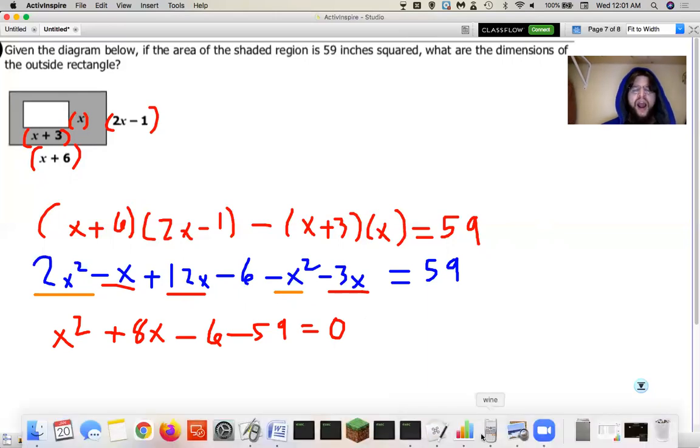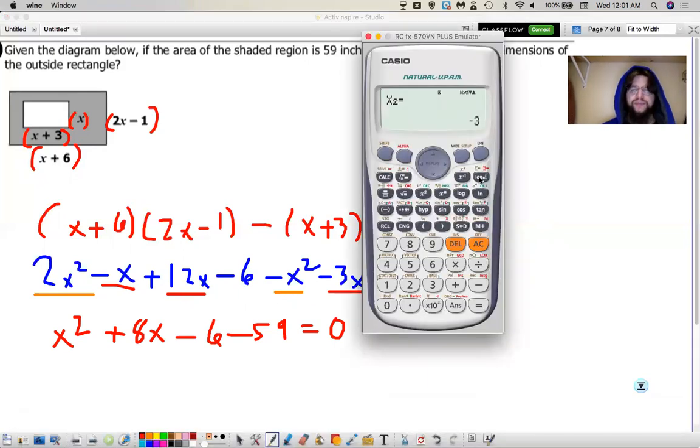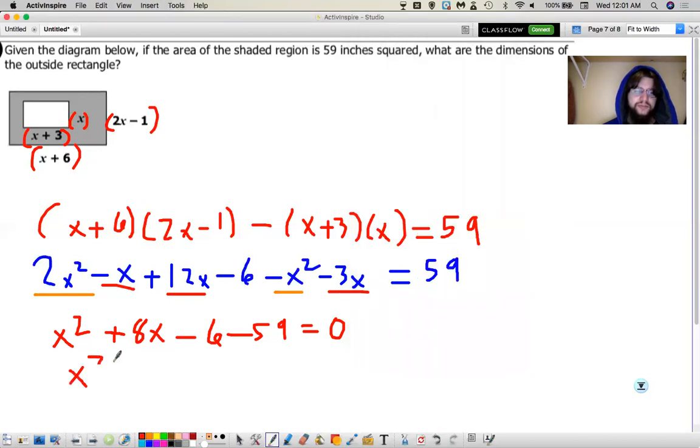Yeah, I'll just use a calculator. Have to jump back to mode 1 for a second. Negative 6 minus 59. Negative 65.